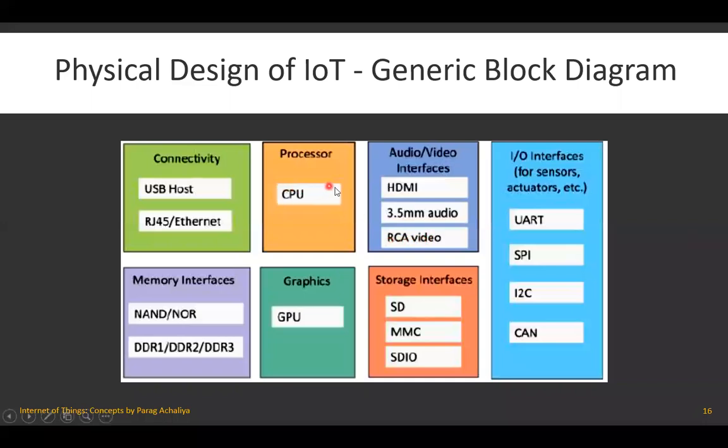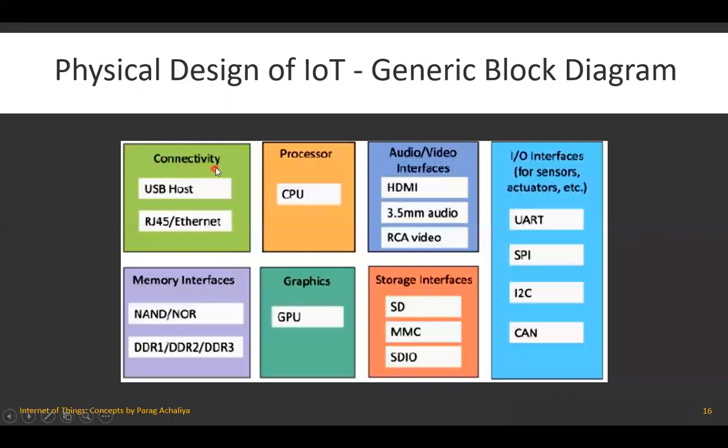Again, it will have one central processing unit. It will have a CPU that will be responsible for doing all the operations at the IoT device end. Then there will be one GPU, graphics processing unit. It will be responsible for graphics related operations on your IoT device.